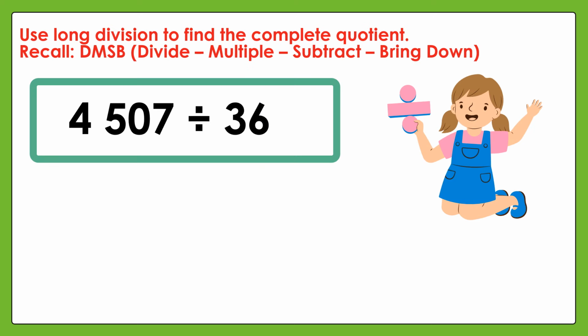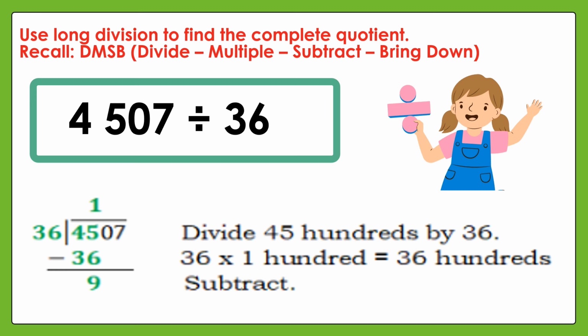Use long division to find the complete quotient. Recall DMSB or divide, multiply, subtract, and bring down. 4,507 divided by 36. Divide 45 by 36 and 36 times 100 is equal to 3,600. Then let's subtract 45 minus 36, that is 9.